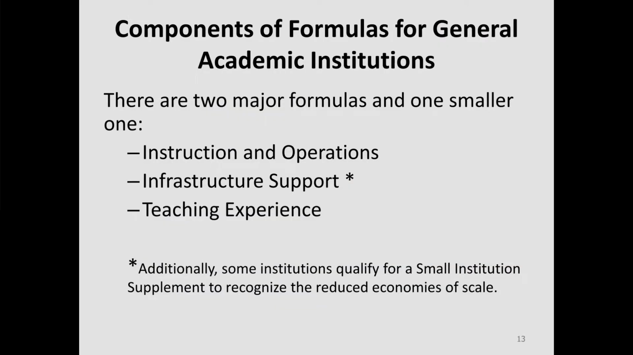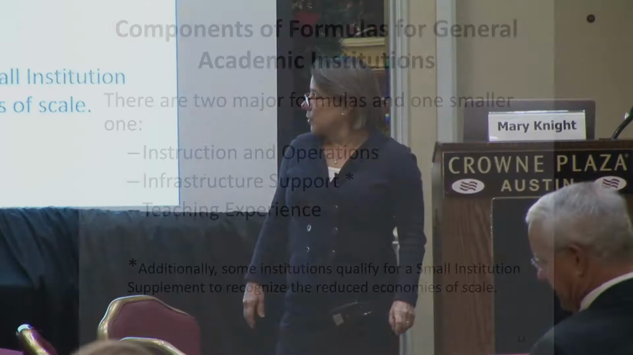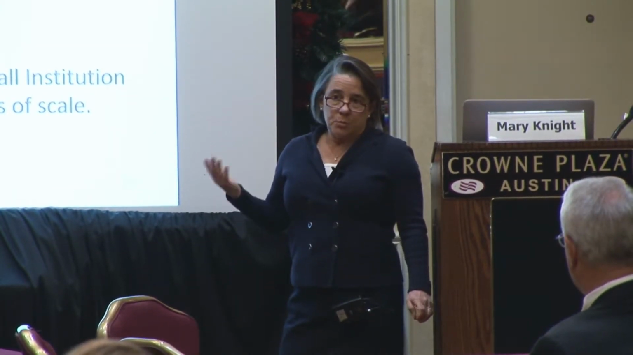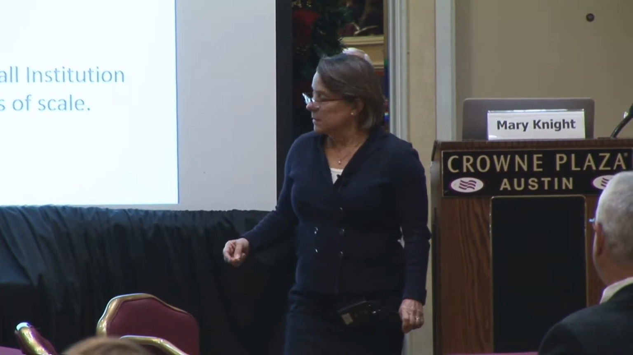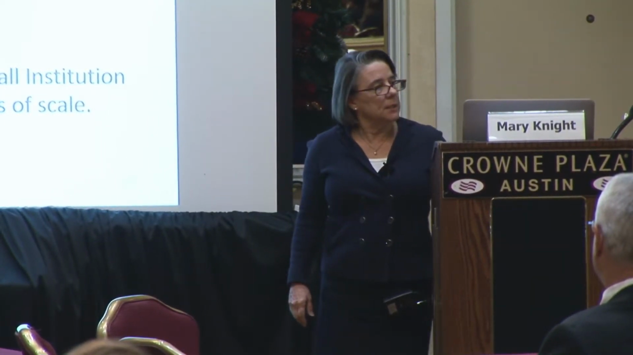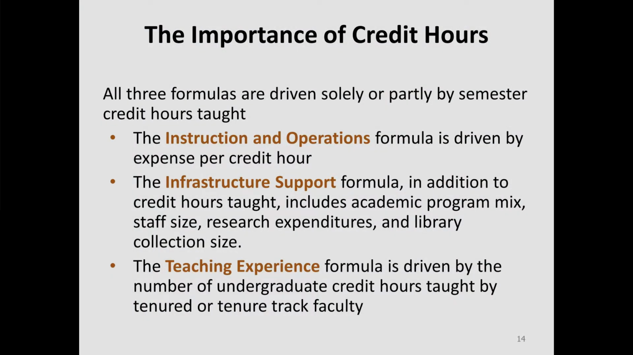The components of the formulas are instruction and operation, which is basically everything that is not infrastructure on a campus. So it's all our faculty salaries, our operations, our libraries, student support. All of that goes in instruction and operation. And then there's a formula for infrastructure support. Some institutions receive additional support under infrastructure support for smaller institutions, since they don't necessarily have the same economies of scale. And then teaching experience is to put faculty members who are on tenure track in the classroom for our undergraduate students. We get some additional funding for that. So those are all pieces of the formula, and they're driven by different things.